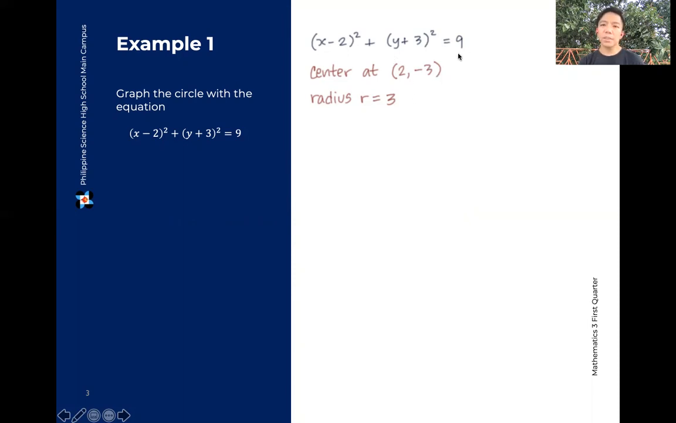The radius is yung square root nitong 9. So hindi naman pwedeng negative 3. We don't measure distances in negative values. So the radius must be equal to 3.